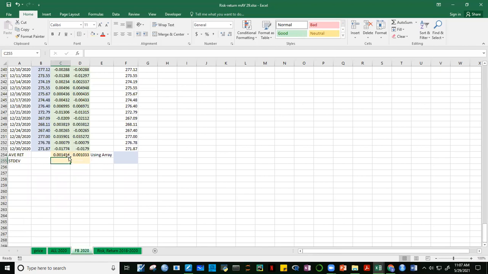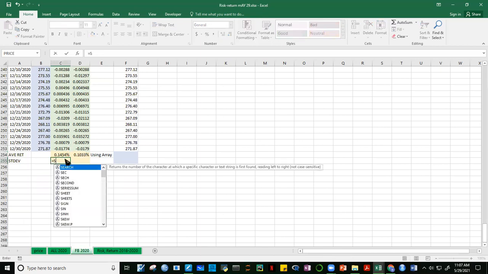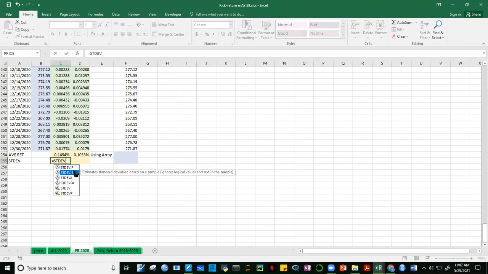Okay. Gawin natin percent. So 0.14 kung simple returns yung ginamit natin. 0.1033 kung ginamit natin log returns. Usually ang ginagamit yung log returns. And then to measure risk, no? Ang risk is measured by standard deviation. Sample.s kasi sample lang naman to.